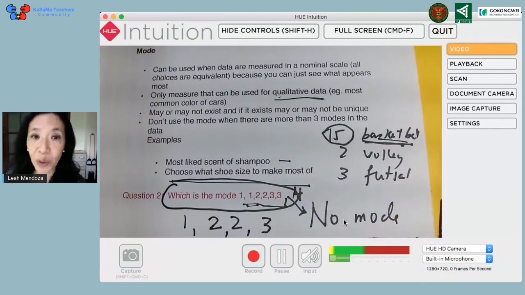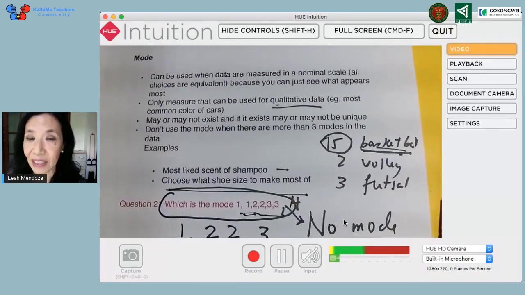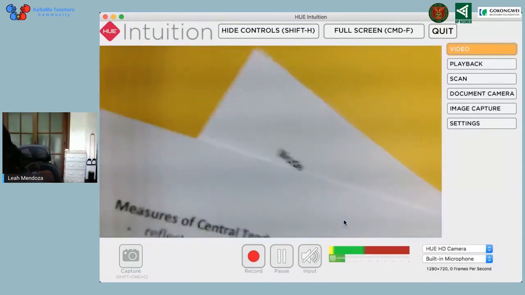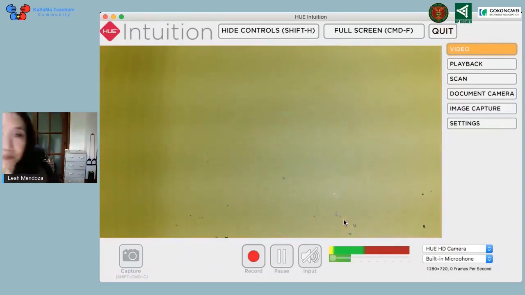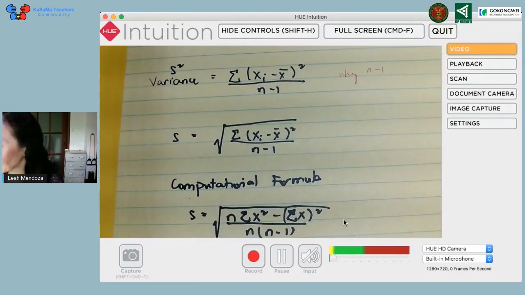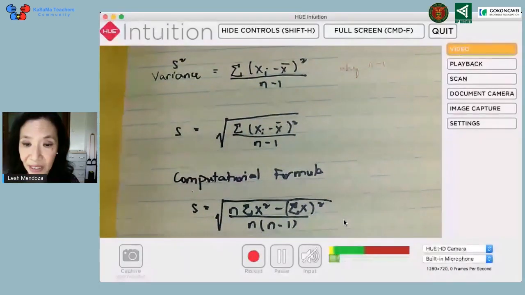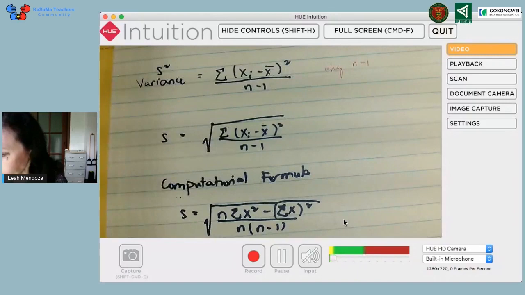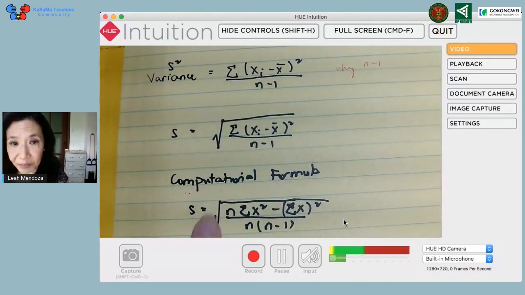And again, the mode is the only measure of central tendency that can be used for qualitative data. Now, the only measure of dispersion I'm going to discuss with you is the standard deviation, because all my subsequent examples will be on the standard deviation and the mean. So what is the standard deviation?